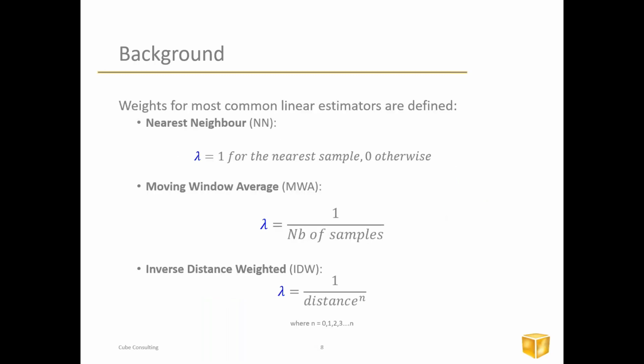If we look at nearest neighbor, that's very straightforward. The weight is equal to 1 for the closest sample and 0 otherwise. If I take a moving window average, the weights are all the same, 1 divided by the number of samples within the window or the neighborhood. If I look at inverse distance, I take the inverse of the distance elevated to a power, usually ID square, or ID cubed if you live in Canada.